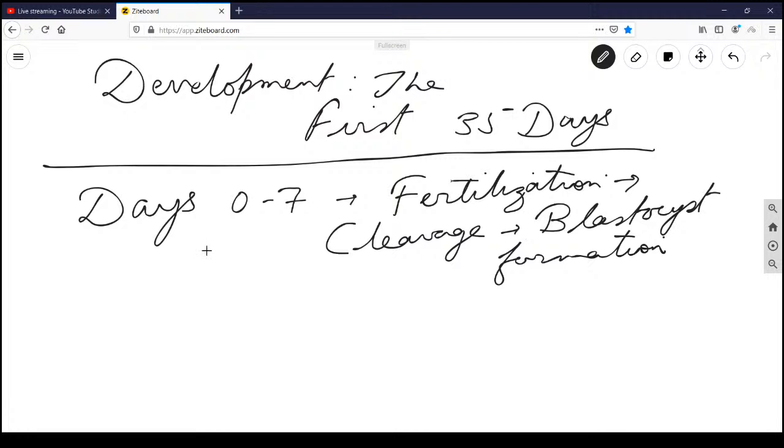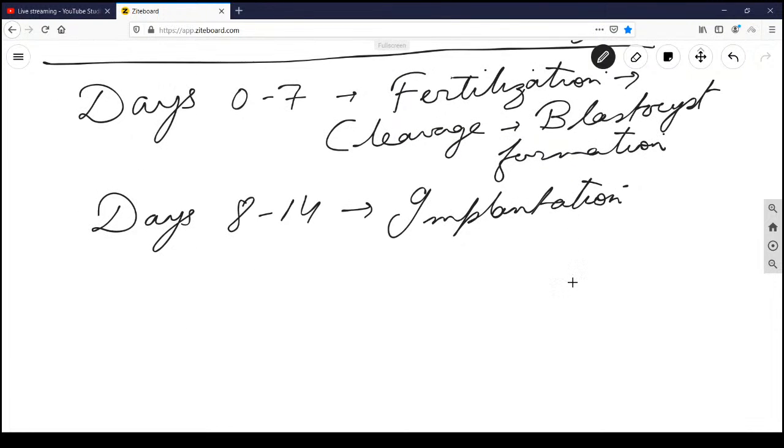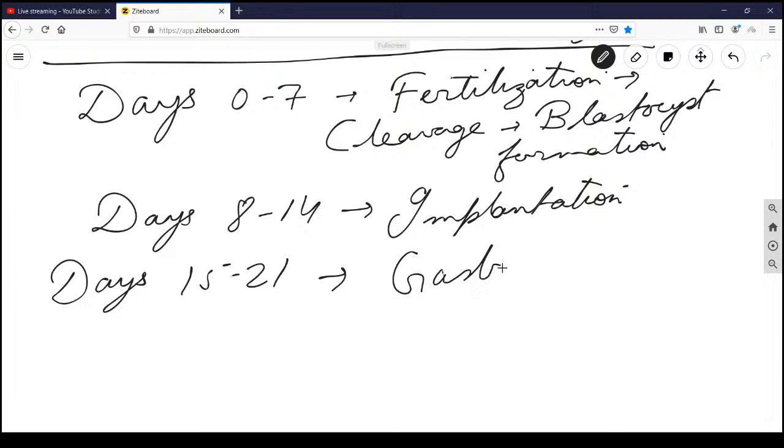Then days 8 to 14, we have implantation onto the endometrial lining. Then days 15 to 21, we have gastrulation, then vascular system development. The process of gastrulation occurs. I'll tell you what gastrulation is in very short, because those things are not there in your course.